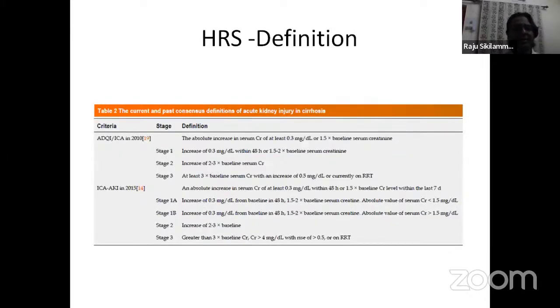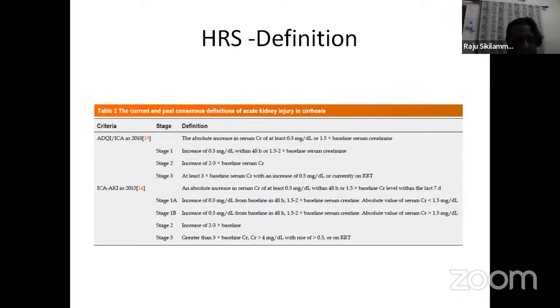Then we're going to discuss hepatorenal syndrome. In cirrhosis patients, the definition of AKI according to the Acute Dialysis Quality Initiative and the International Club of Ascites in 2000 used these criteria: an increase in serum creatinine of at least 0.3 milligram per deciliter, or an increase of 1.5 times from baseline. They defined 3 stages: stage 1, an increase in creatinine of 0.3 milligram per deciliter within 48 hours, or 1.5 to 2 times from baseline. Stage 2, an increase in serum creatinine of 2 to 3 times from baseline. Stage 3, an increase in serum creatinine of at least 3 times from baseline, or an increase to 4 milligram per deciliter with an acute rise of 0.5 milligram per deciliter, or the patient being on RRT.